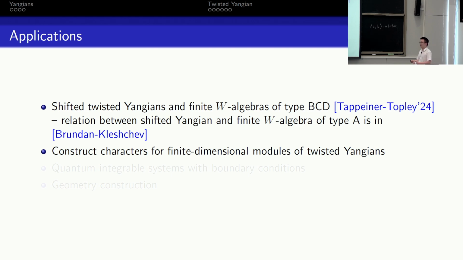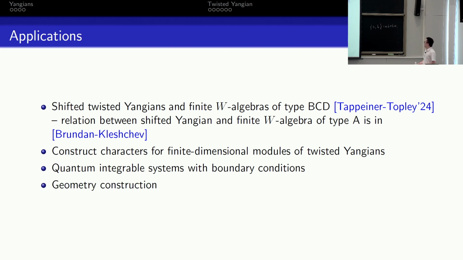Also, because this Drinfeld presentation provides you a commutative subalgebra, you can use it to construct characters for finite dimensional modules of twisted Yangians. This is a generalization of Yangian character. And we also expect it has application in integrable system with boundary conditions. And we also expect this Drinfeld presentation has a geometric construction.